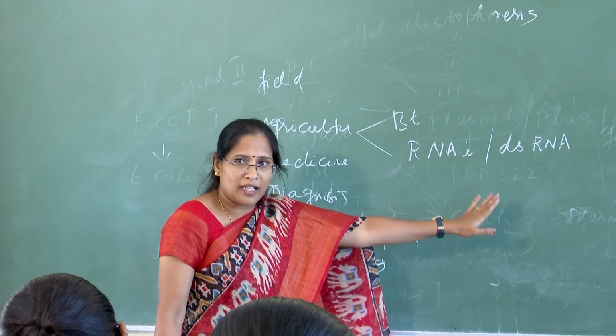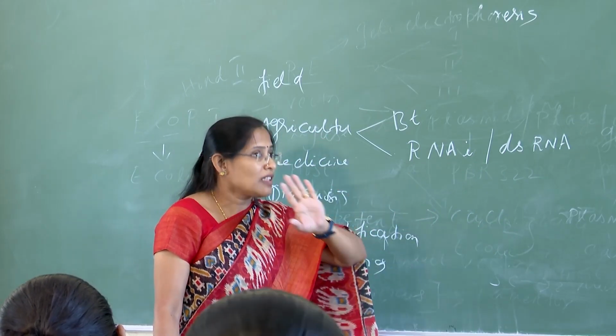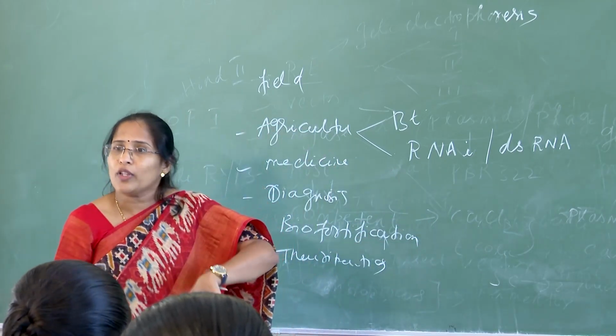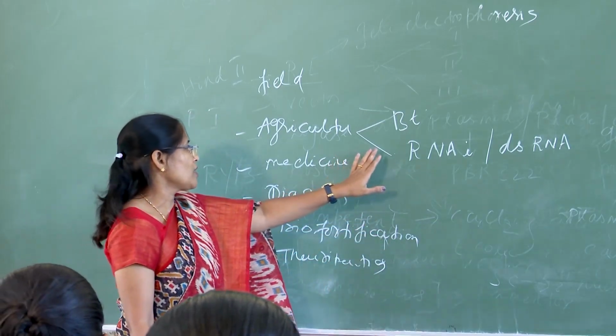In that, double-stranded RNA will be produced. Messenger RNA translation cannot take place. So as a result, the protein required for the parasite cannot be produced. Got it now? So that's the technique that is involved over there.